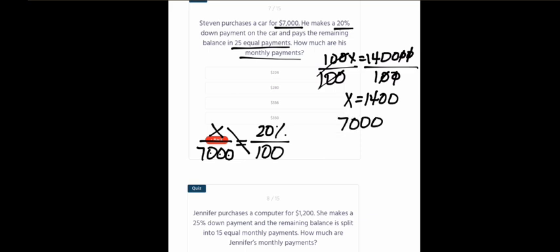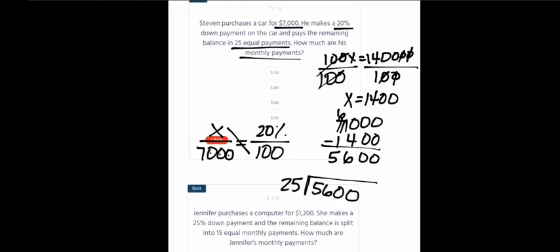Let's figure out what his balance is. 7,000 minus 1,400. So 0, 0, this becomes a 6, this becomes a 10. 10 minus 4 is 6, 6 minus 1 is 5. This is his remaining balance. This is the balance that we are now going to divide by 25 to figure out how much the payment is going to be.